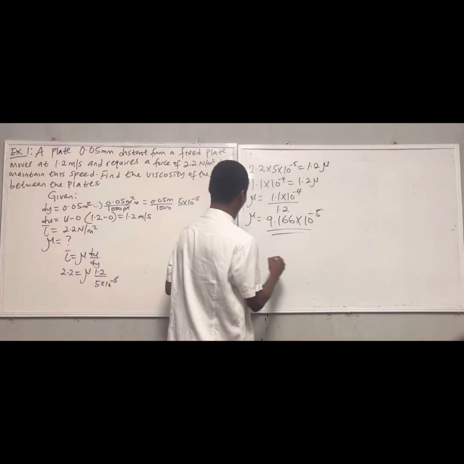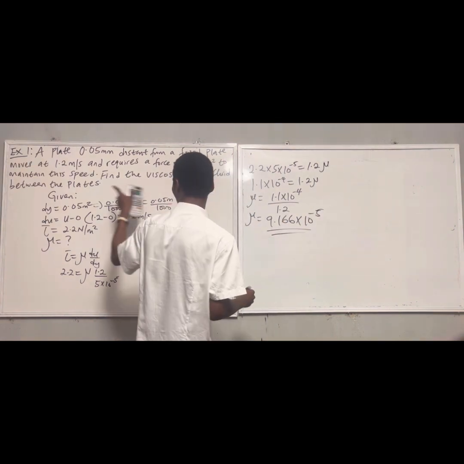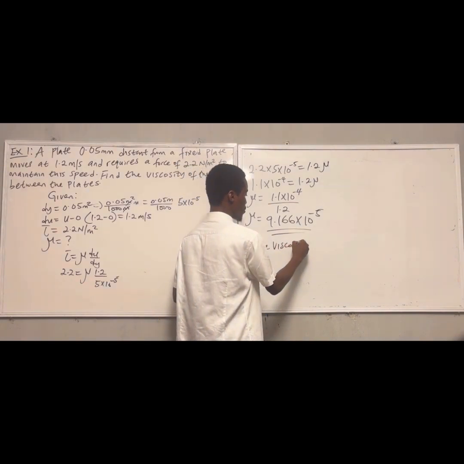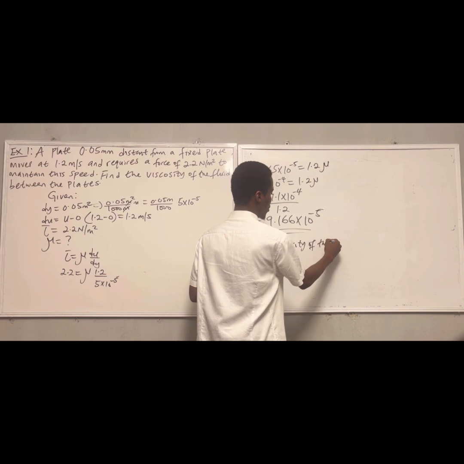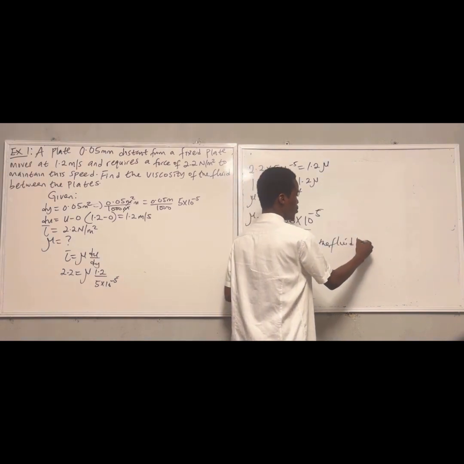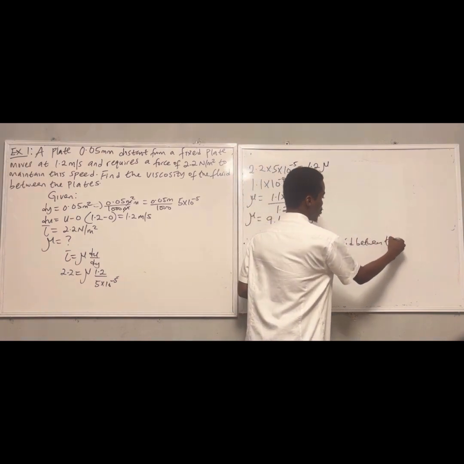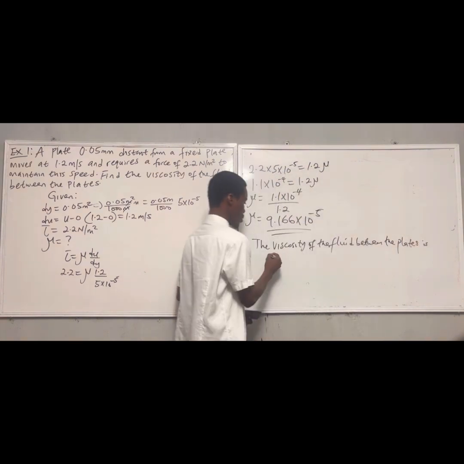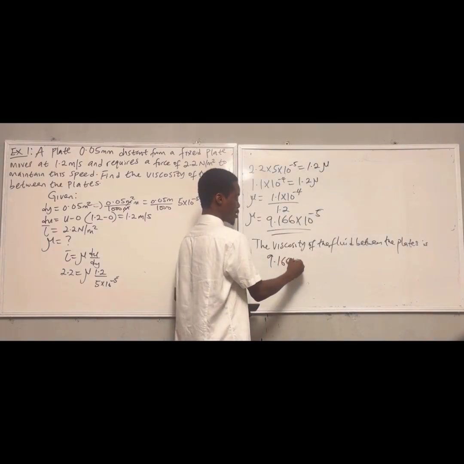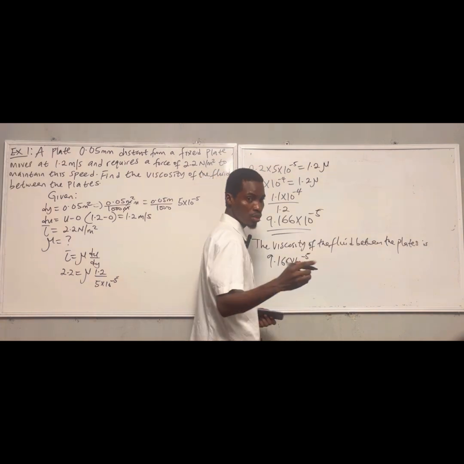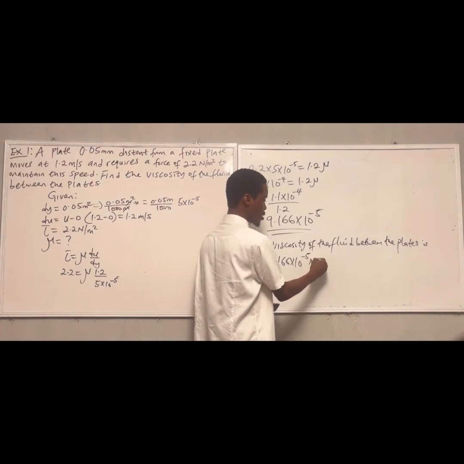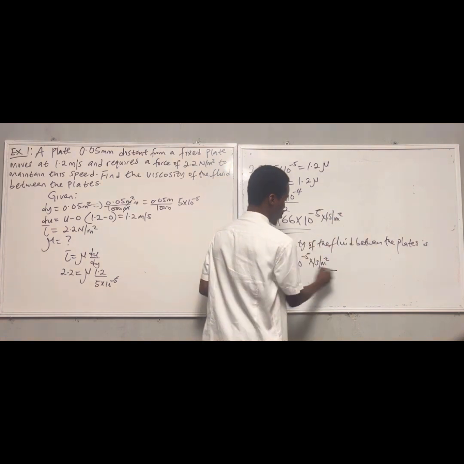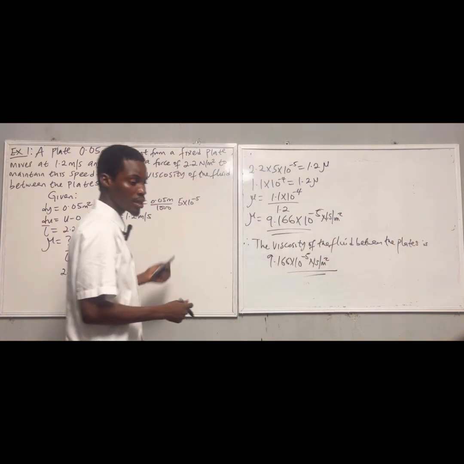So therefore, the viscosity of the fluid between the plates is 9.166 times 10 raised to the power minus 5. And the unit for viscosity is Newton second per meter cube. So this is the solution for the problem given above.